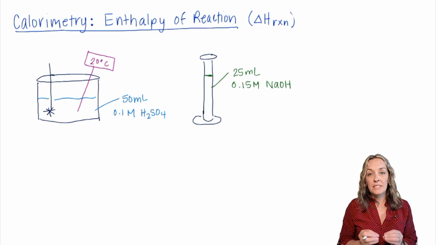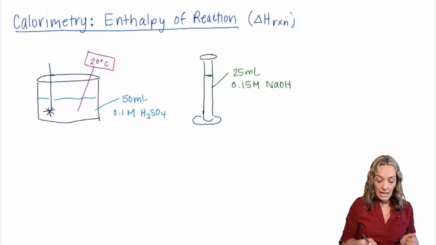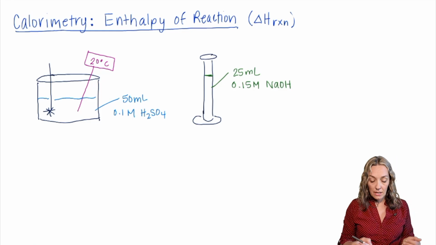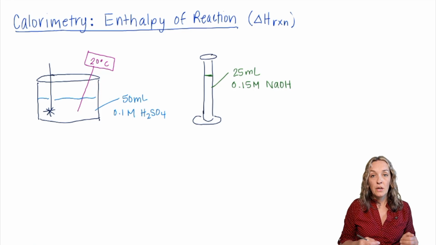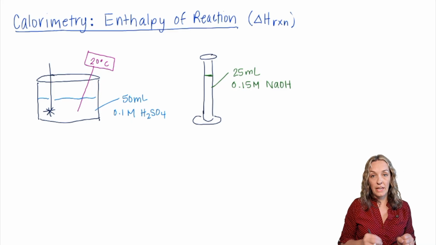The very simplest calorimeter is just a styrofoam cup. So you want something that is very, very insulated. And then in that insulated object, you can run your reaction. When we run the reaction, we are going to keep track of two different parts. First, there is the water. Second, there is the reaction.